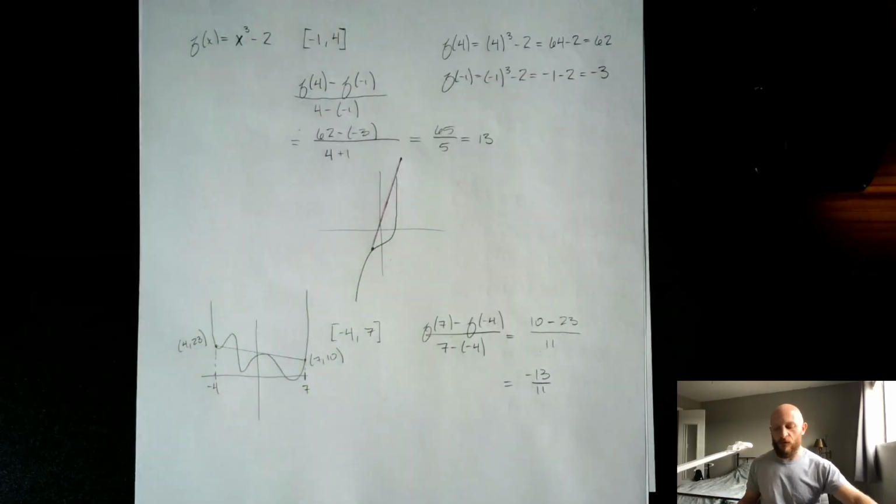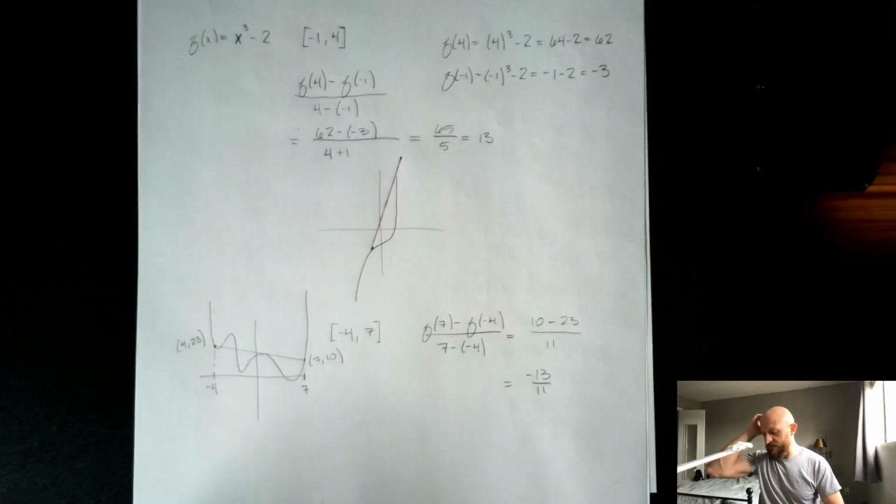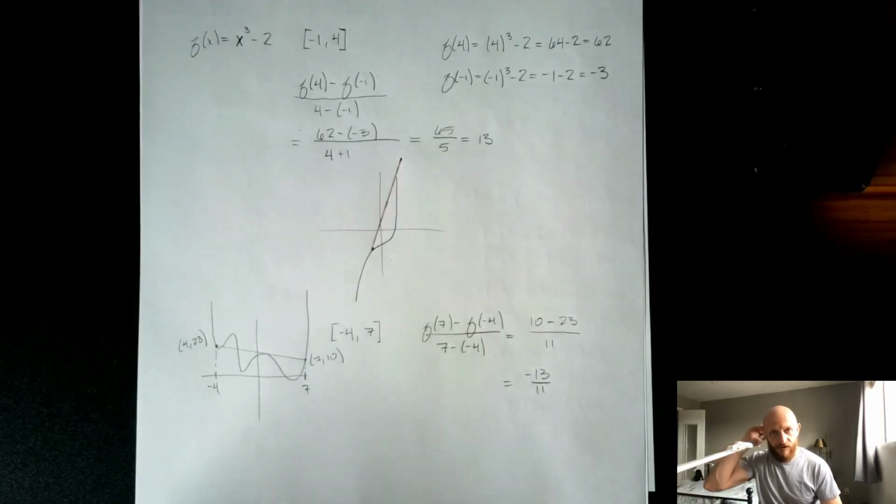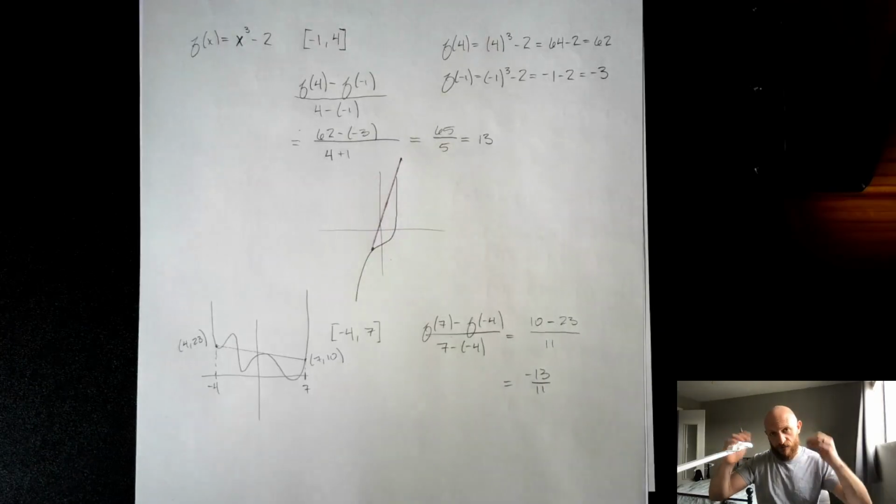So again, one other way that this might be represented is if you're given a table of values and you're asked to find the average rate of change between 2 values. It's this exact same thing. It's just plug and chug.